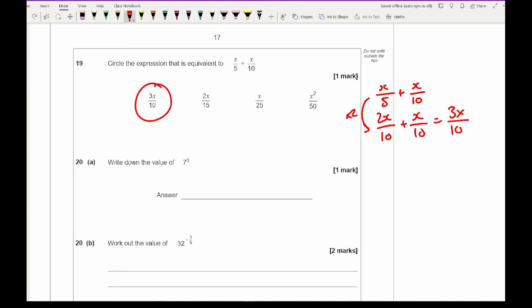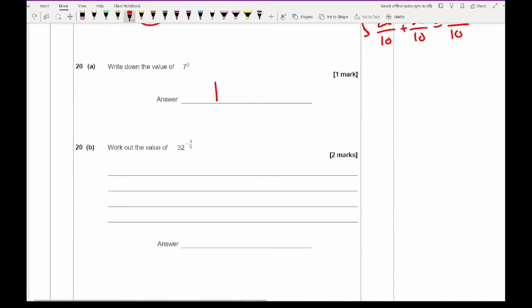The next question, 28, is work out the value of 7 to the power of 0. Anything to the power of 0 is 1. Then it says work out the value of 32 to the power of minus 3 over 5. Now here, again, there's several options you can do. I'm going to deal with the negative first. So 32 to the power of minus 3 over 5 is going to be 1 over 32 to the power of 3 over 5, that's the reciprocal. Then dealing with this, the fifth root of 32 is 2. So that then becomes 1 over 2 cubed, which then becomes 1 over 8.